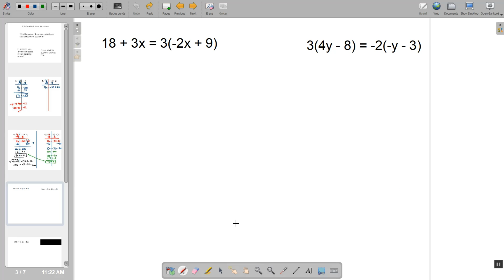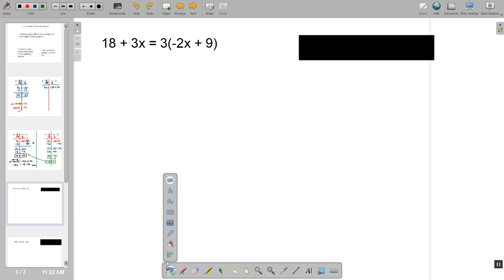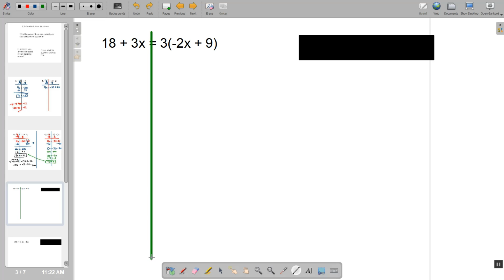So for the problem on the left here, I'm going to block this one out so we don't get distracted by it. For the problem on the left, I am going to draw my line down my equal sign, and I'm going to make sure that I move my x's one direction and all of my regular numbers to the opposite direction. Now I notice right away that I have a parenthesis here, so I have to do the distributive property. So I get negative 6x plus 27. And on the right side, I get 18 plus 3x.